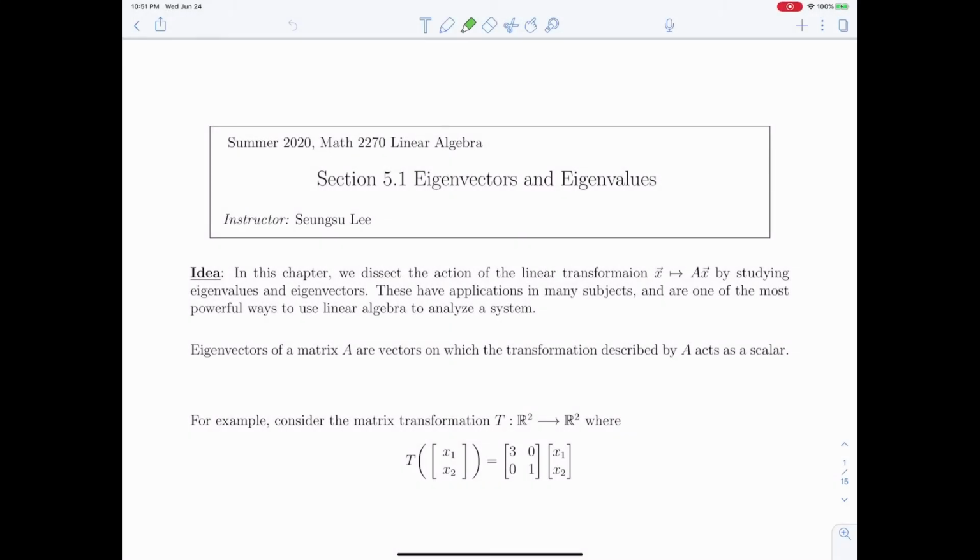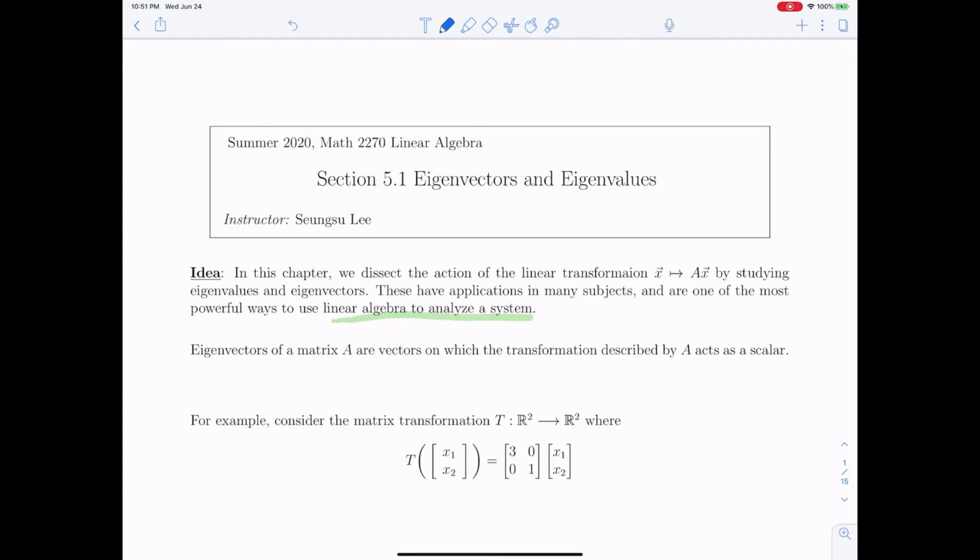In chapter 5, we're going to discuss eigenvalues and eigenvectors. And this is indeed one of the most important and powerful ways to use linear algebra to analyze the system. So let's first look at the definition.